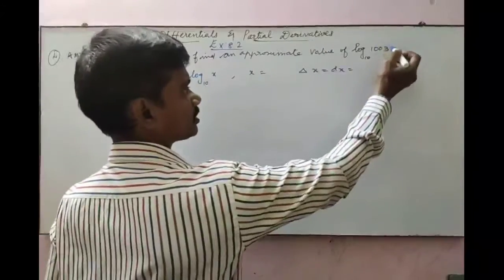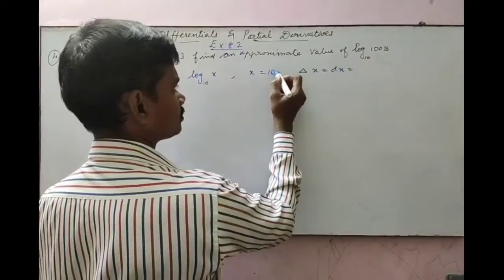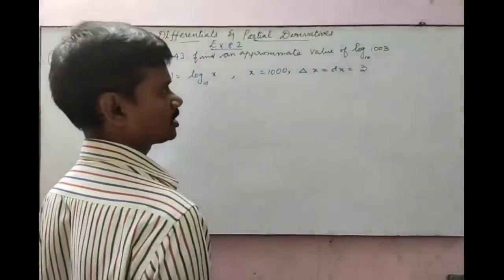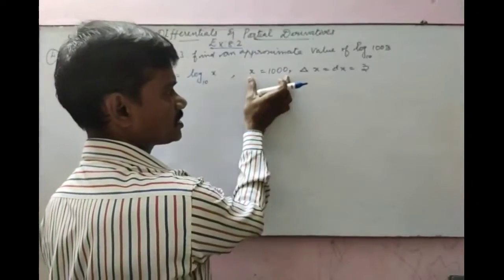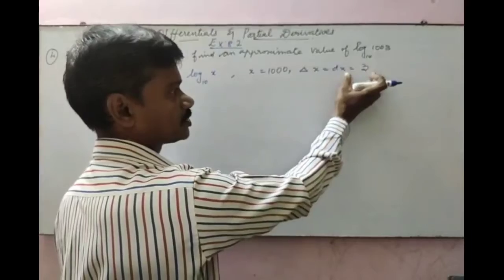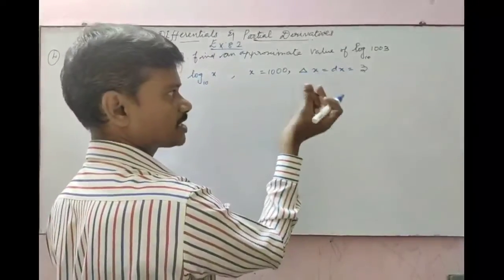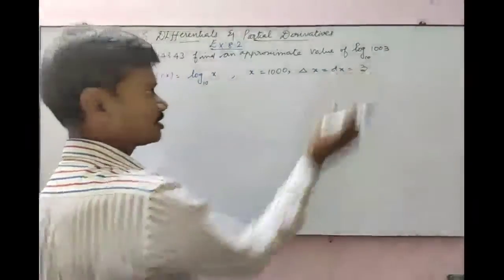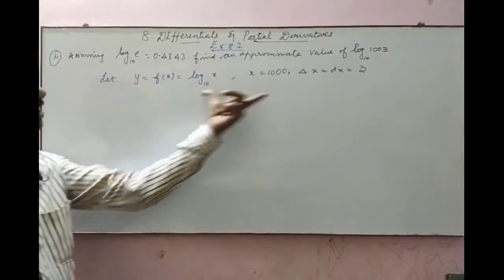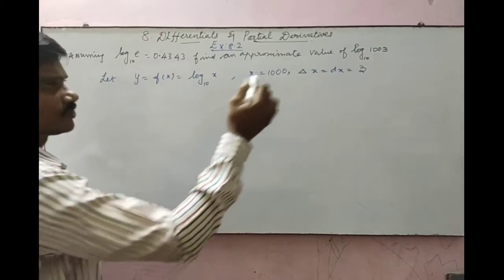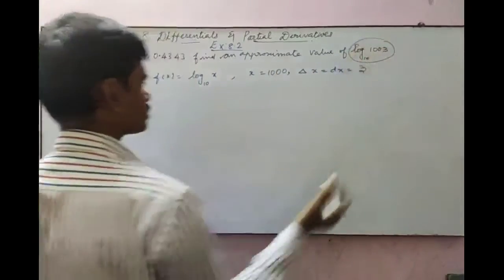So x is this 1003. If you split it as 1000 + 3, that is, x is taken as 1000, and that small change, 1000 + 3 gives 1003. That small change is taken as delta x or dx. So we created everything in the question ourselves. We have to find the value of log 1003 to the base 10.